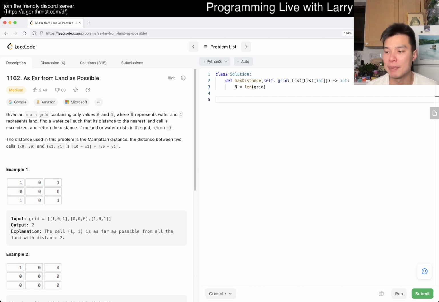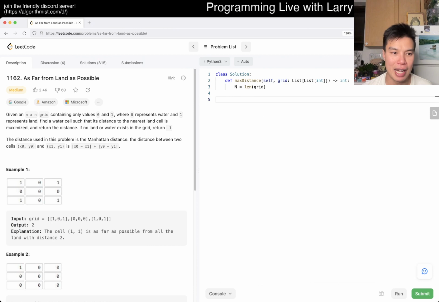maybe we can think about things backwards, and that's something that is easy to say, but sometimes hard to do. Even I mess it up from time to time. But yeah, think about it backwards, right? Meaning that for each land cell, the way that I would think about it is to expand from the land, right?